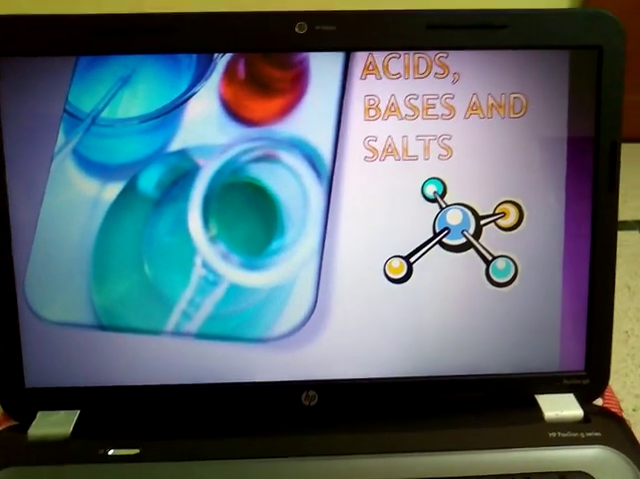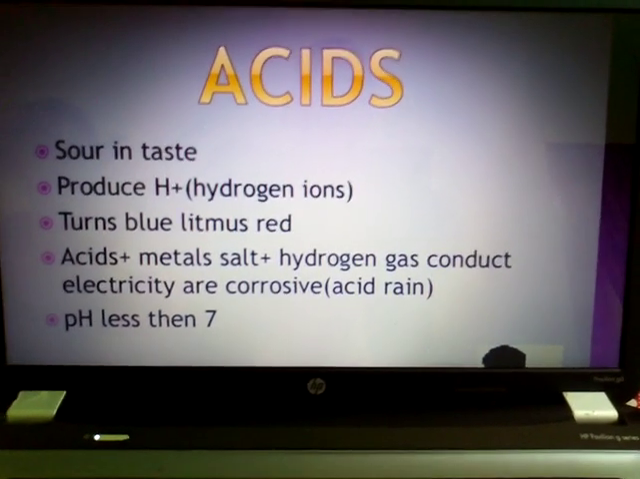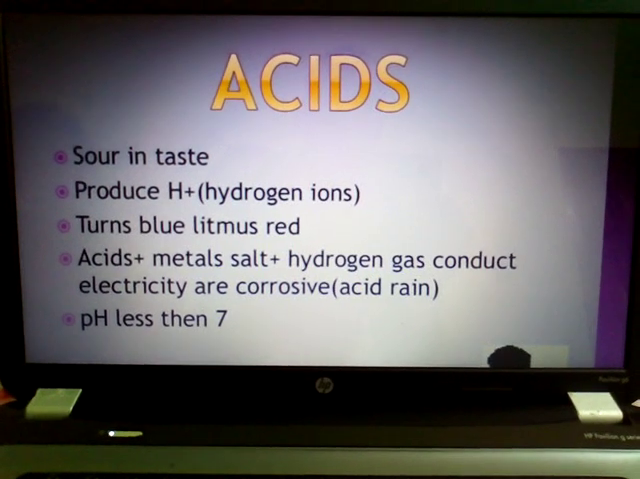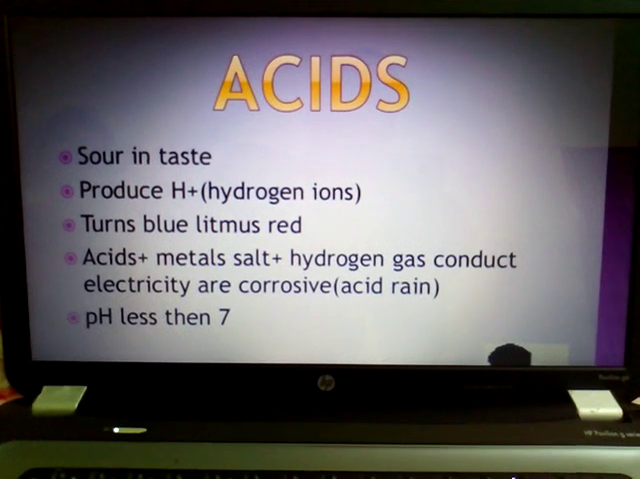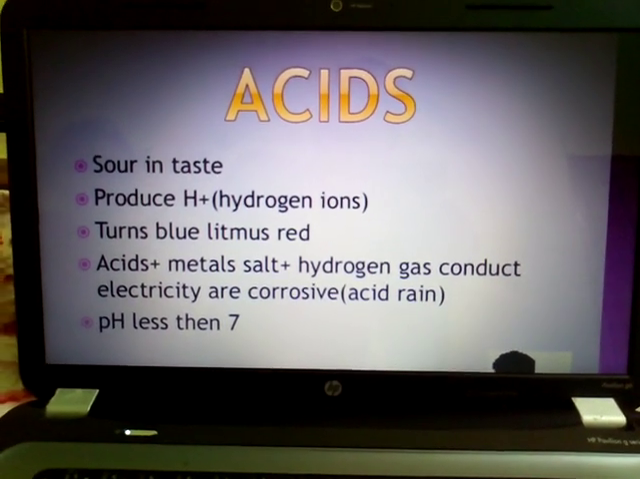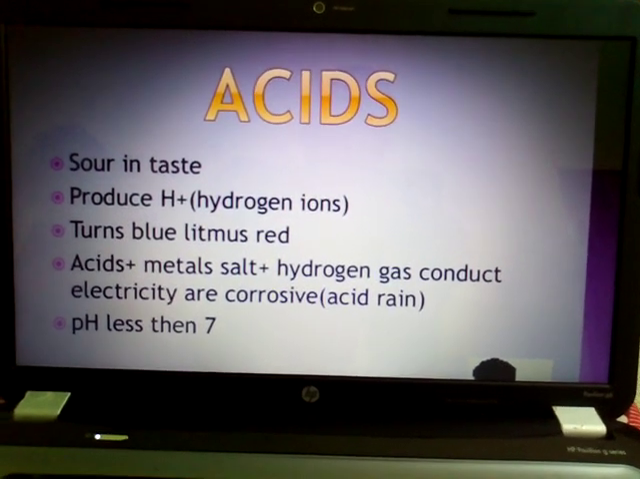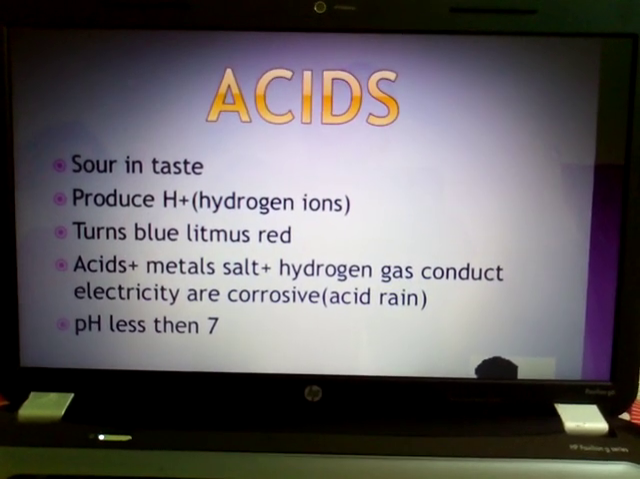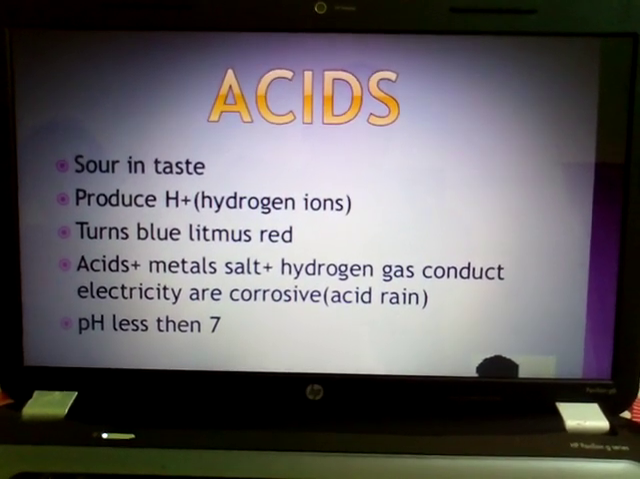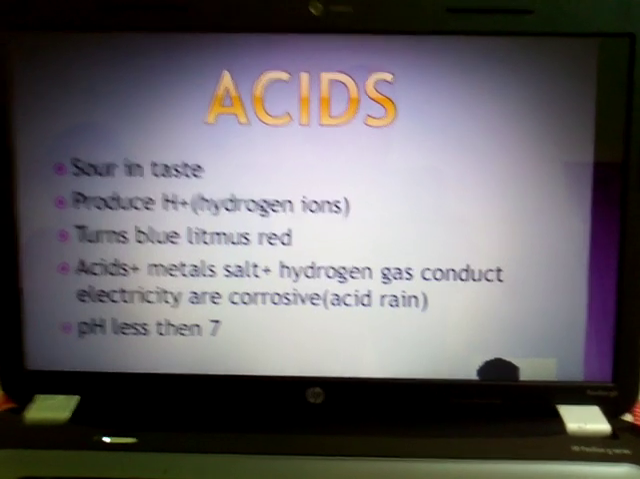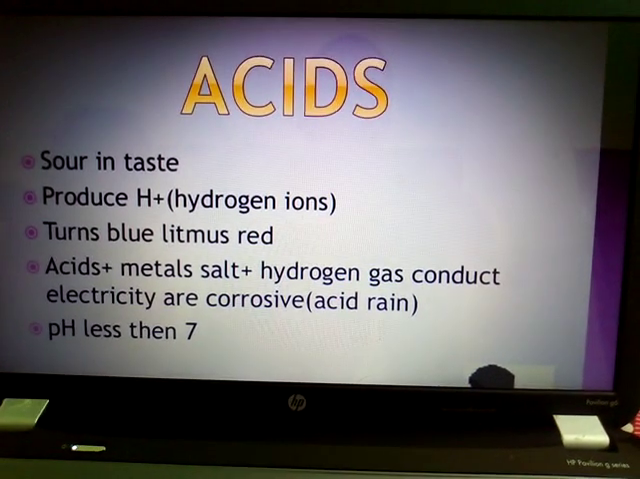In the second slide we will see the characteristic features of acids. If we take an acid in our mouth, on the tongue, it is sour in taste, and all acids contain hydrogen ions. Suppose hydrochloric acid, HCl, it contains hydrogen ions. H2SO4, sulfuric acid, contains hydrogen in it. Nitric acid, HNO3, also contains hydrogen in it. So all the acids contain hydrogen ions.